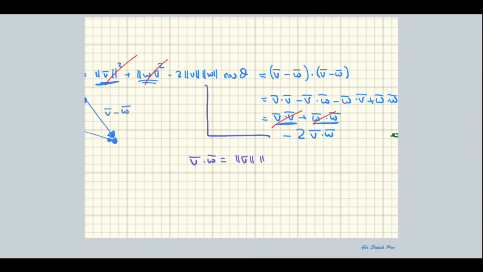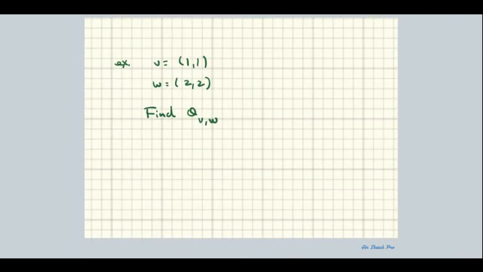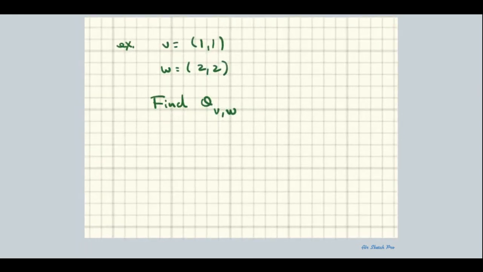Length of V, length of W, cosine theta, and that allows us to calculate the angle between two vectors. And we should have time to do at least one example on that in two space, and hopefully enough time to do a second one as well. So first of all, I'm going to find the angle between these two vectors. So first off, let's figure out what V dot W is.